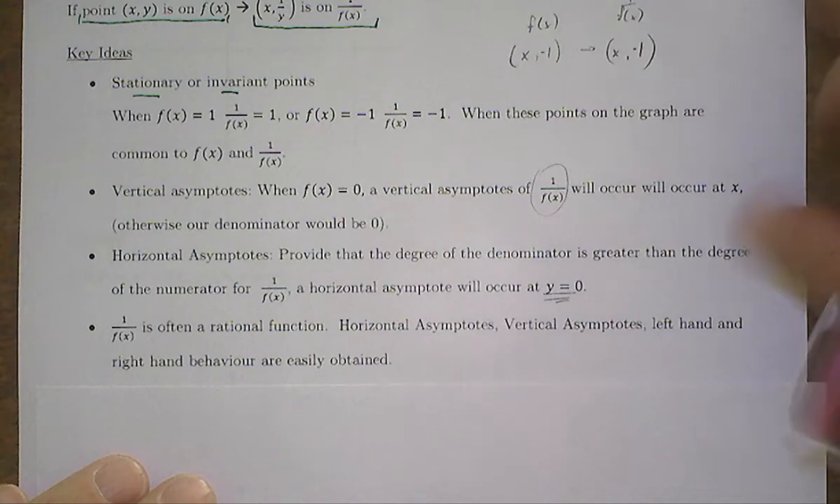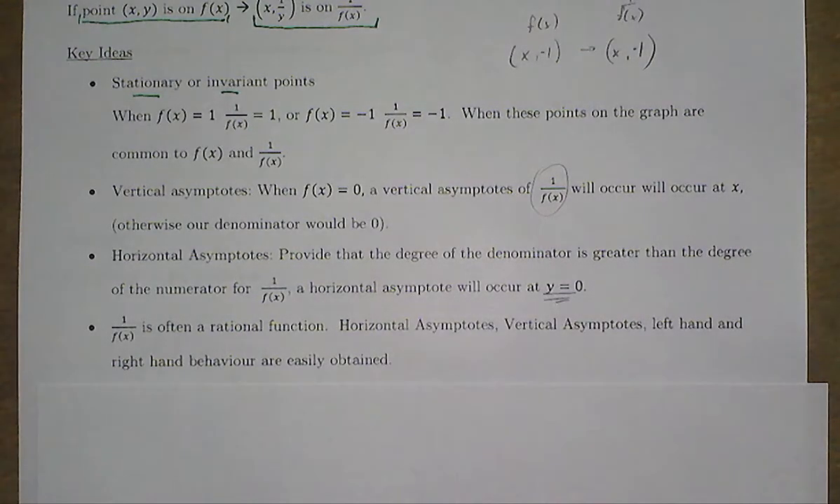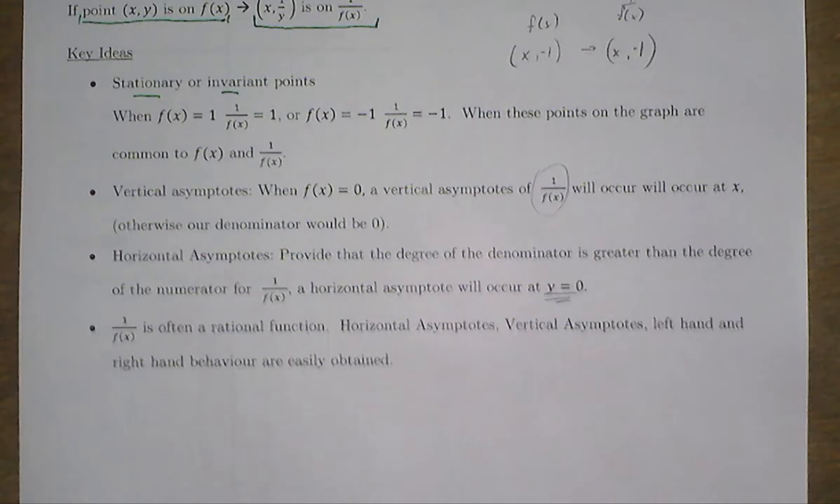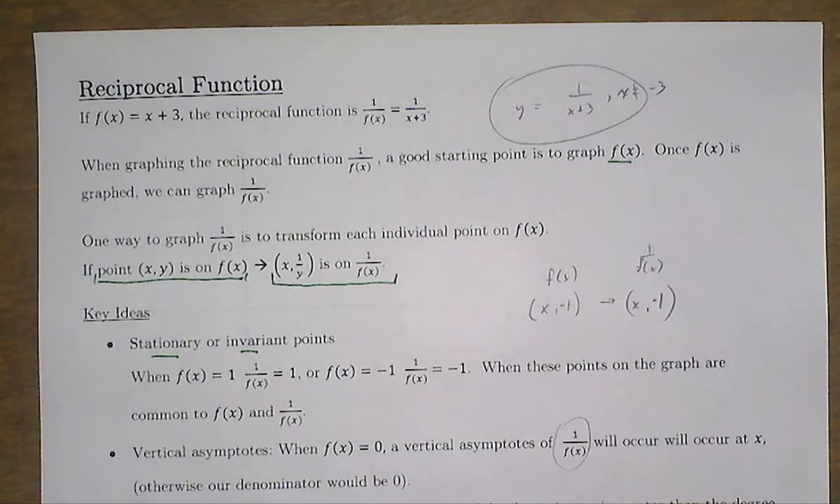Here I just wanted to state what we already know. The reciprocal function 1 over f of x is often a rational function. Horizontal and vertical asymptotes use the same logic that we've used before. The left-hand and right-hand side behavior also come from the same logic that we've used before. All right, so maybe let's get started on an example.